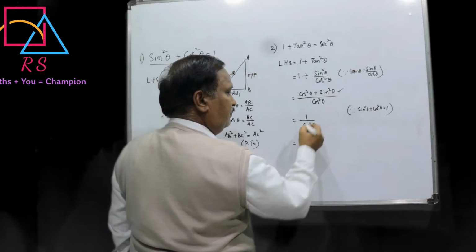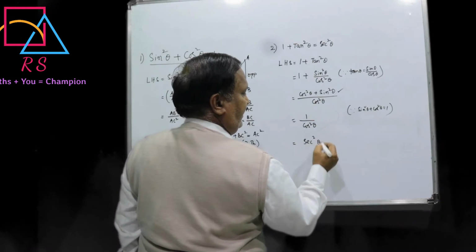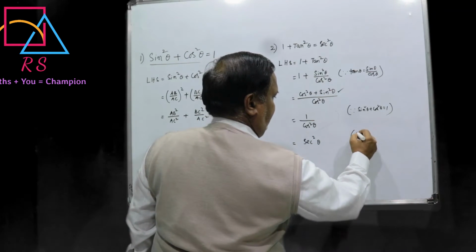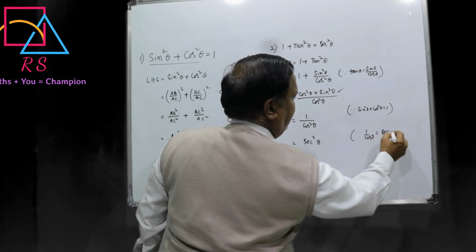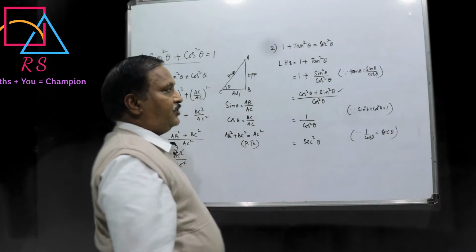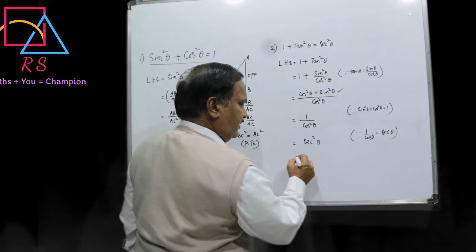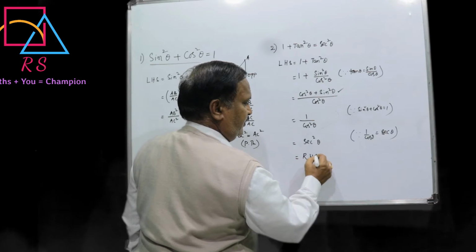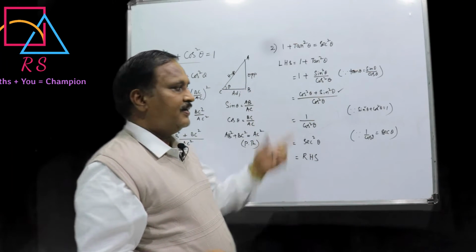Now 1 upon cos is nothing but secant. So we can write secant square theta, because 1 upon cos theta is equal to secant theta. This is nothing but the right hand side. So now we have proved the second identity also.